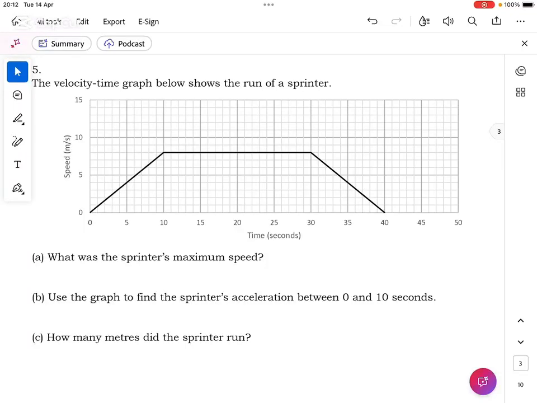The velocity time graph below shows the run of a sprinter. What is the maximum speed?